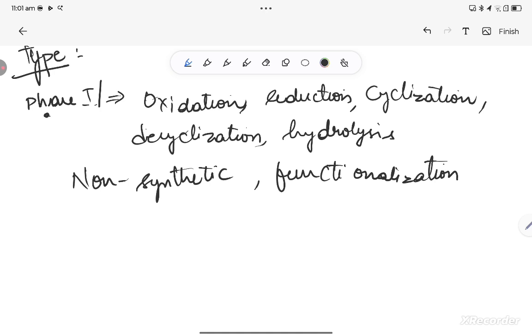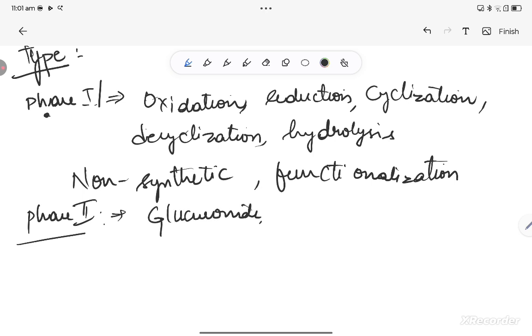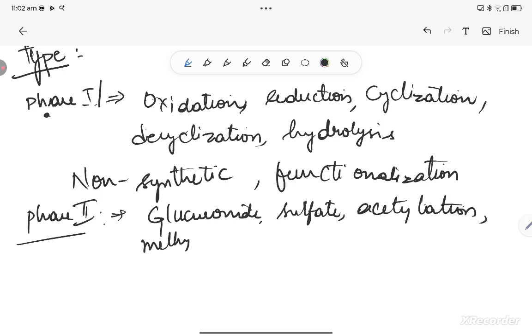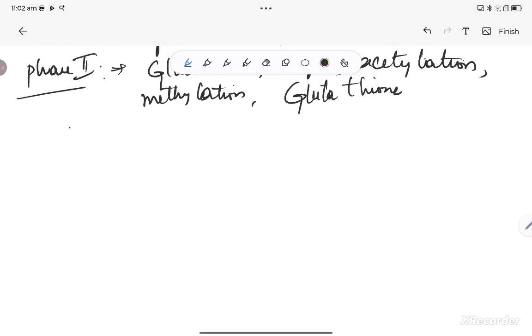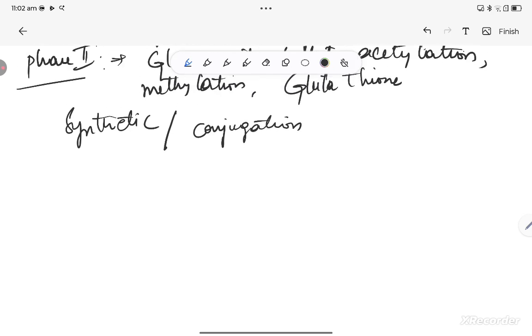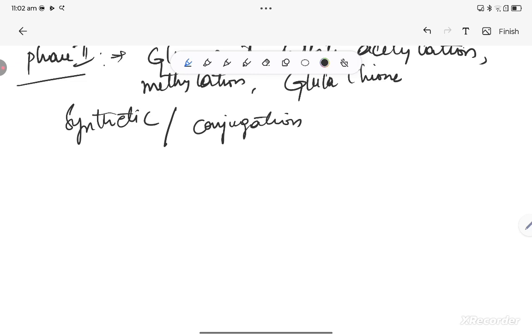Okay, and then comes our phase 2. Phase 2 is much more important for us. They mainly include glucuronide conjugation, sulfate, acetylation, methylation, glutathione addition. Because a molecule is added here, these are called synthetic reactions or conjugation reactions. Fine. Now, these are basically types of reactions. Now we will talk about each reaction in detail.